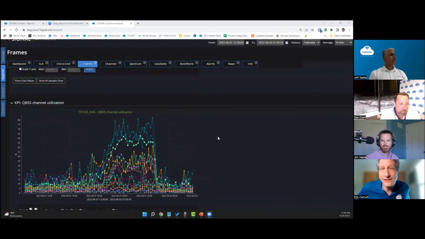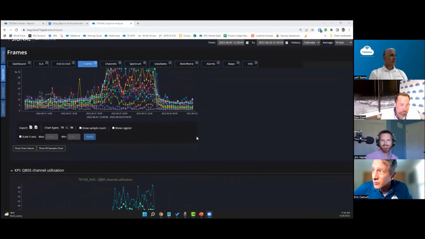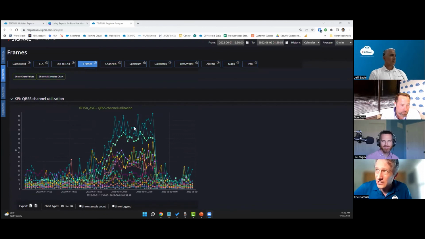Now this is QBSS channel utilization. Now this is different. 7Signal looks at both. We look at what's coming from the controller, and that's what this is right here. And we're also calculating our own airtime utilization, which is based upon traffic flying through the air. QBSS is going to take into account some idle clients and stuff like that. So the airtime utilization that we calculate is always going to be a little bit lower than what we see over here, because we're not taking into account some of those things.